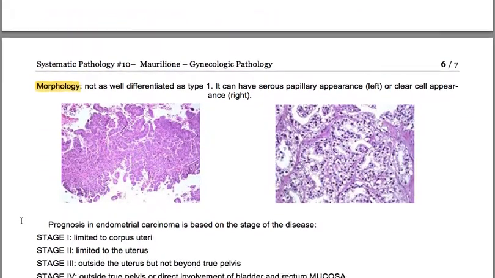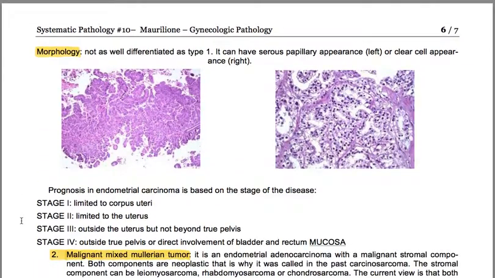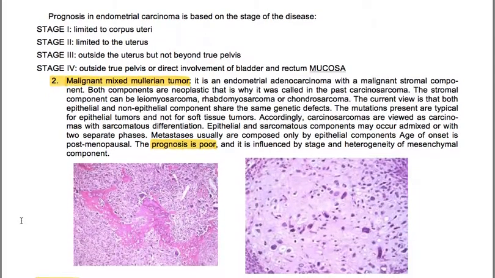Morphology: not as well differentiated as type 1. It can have a serous papillary appearance or clear cell appearance. Prognosis in endometrial carcinoma is based on the stage of the disease. Stage 1 is limited to corpus uteri, stage 2 to the cervix, stage 3 outside the uterus but not beyond the true pelvis, and stage 4 outside the true pelvis or with direct involvement of bladder and rectal mucosa.